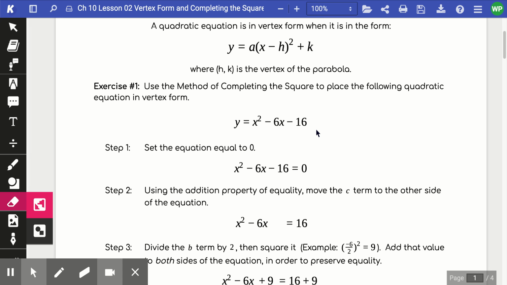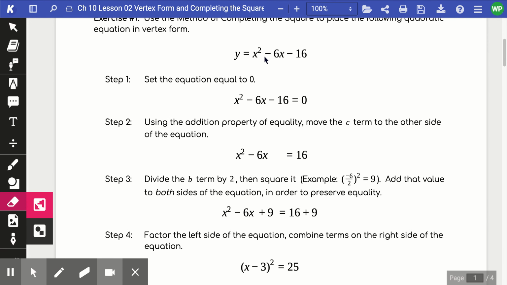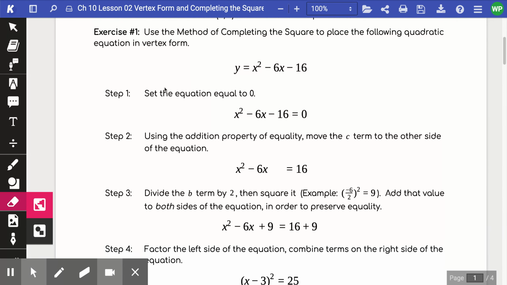So in exercise 1, we're going to be using the method of completing the square to place the following quadratic equation in vertex form, y equals x squared minus 6x minus 16. And we're going to place it in vertex form by transforming an equation that looks like this to an equation that looks like this. So step 1 is going to say set the equation equal to 0.